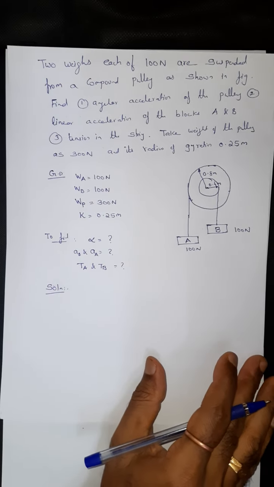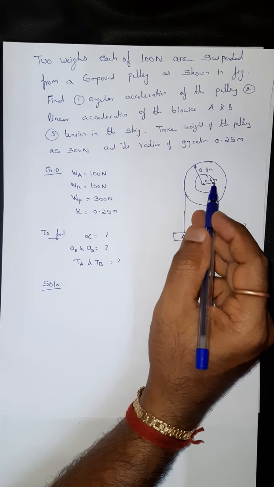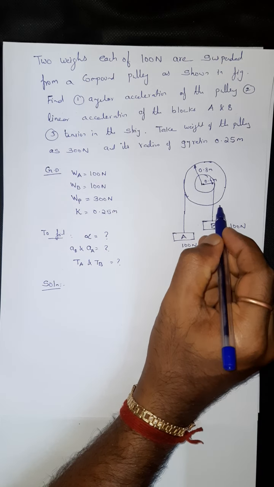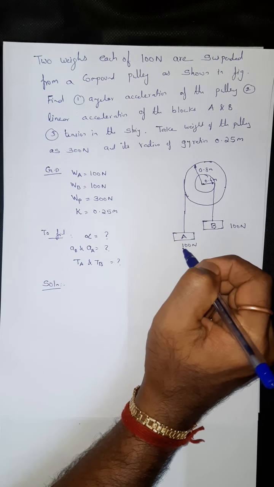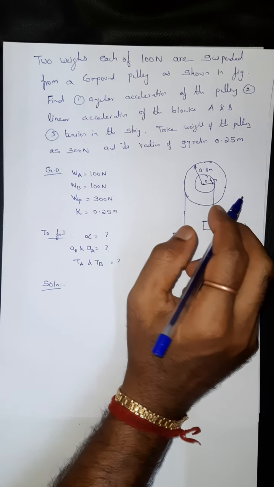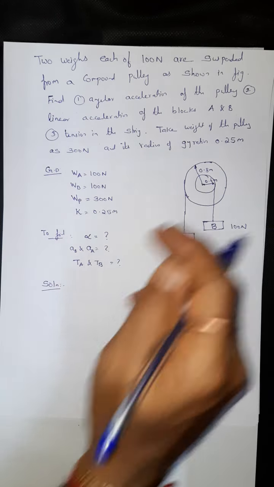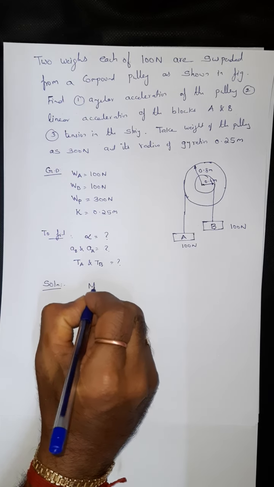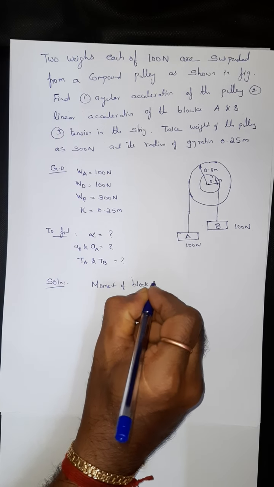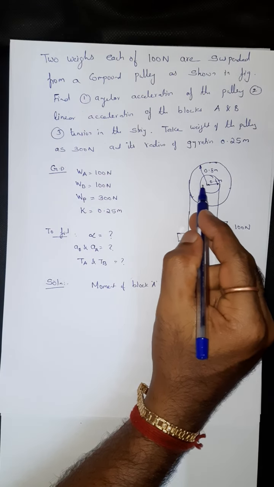So to start with, one must know where the motion takes place, whether B is going down, or A is going down, or A is moving up, or B is moving up. We need to know it. For which I need to consider the moment about the two blocks. So first consider moment of block A, which is nothing but force into its distance.